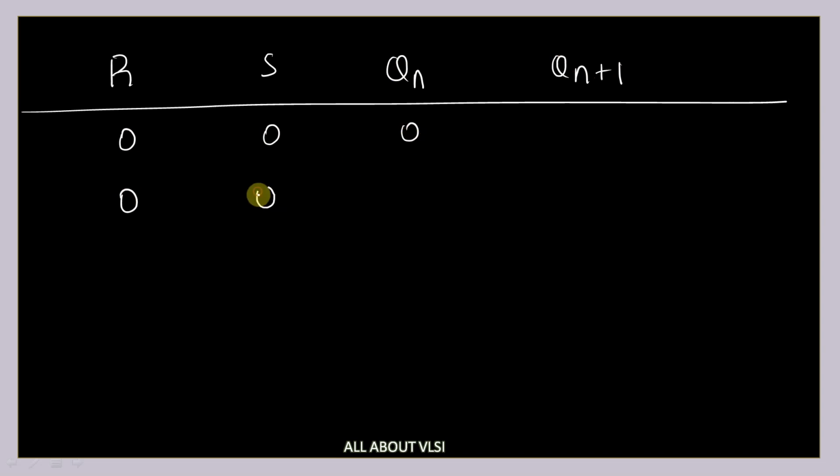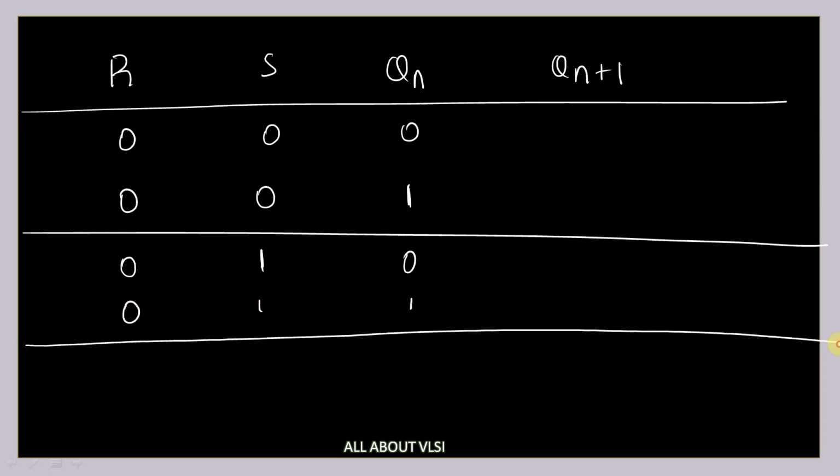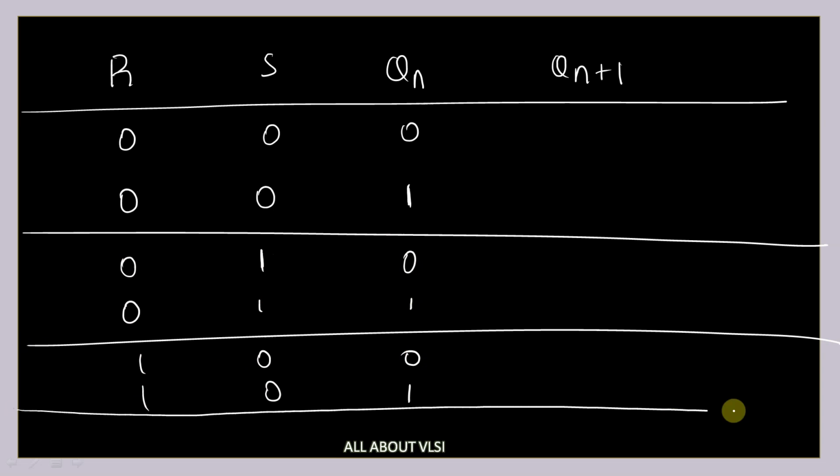Whenever your inputs are 0, 0, and your present state is 1, this is one condition. Whenever your present state R is equal to 0 and S is equal to 1, and if Qn is equal to 0, this is one condition. 0, 1 and 1, this is one more condition. And 1, 0, 0 and 1, 0, 1, this is the last condition, and 1, 1, 1, 1, 0 and 0, sorry, 0 and 1, this is one more condition.